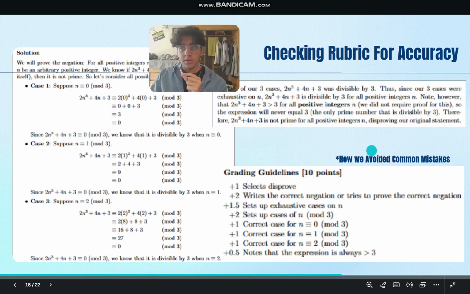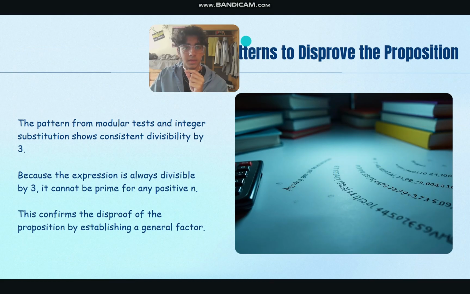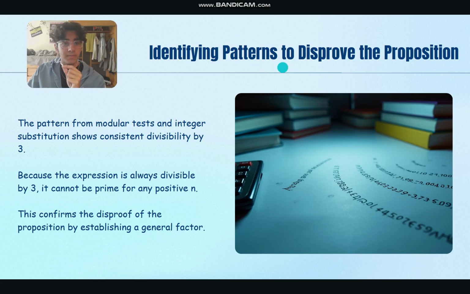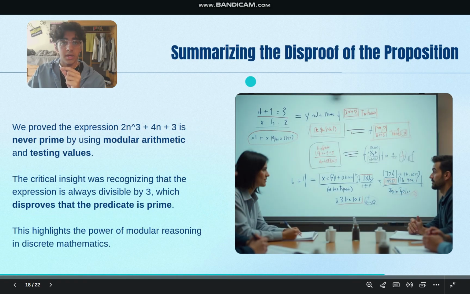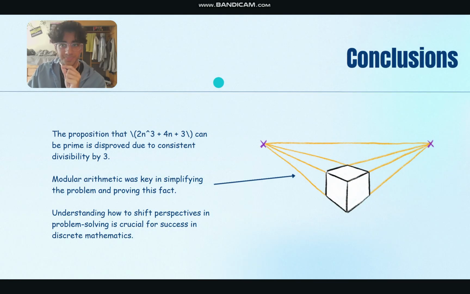I think just an important note is that we avoided some common mistakes by going through it systematically and trying test cases rather than just jumping in without having direction. And so I feel like identifying the patterns of modular tests and substituting stuff with mod 3 is really important for approaching this problem. If you go through the disproof, we basically just use testing values and modular arithmetic to kind of convert this proposition into something that we can work with using the tools that we had at our disposal.